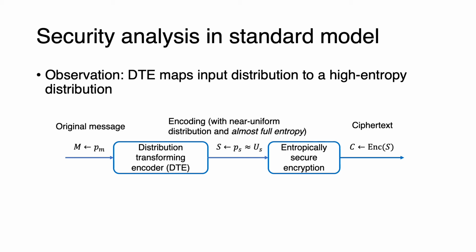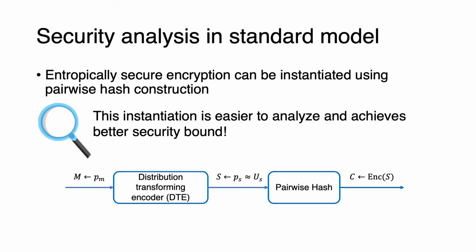We can then show this construction hides all predicates of the original message, since the entropically secure encryption hides all predicates of DTE encodings, and every predicate of the original message is also a predicate of the encoding. To instantiate the entropically secure encryption, we use a pairwise hash construction. In this way, we exactly recover the DTE-then-Hash construction. The only difference is we are now using a pairwise hash function instead of random oracle.